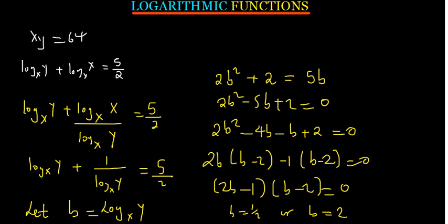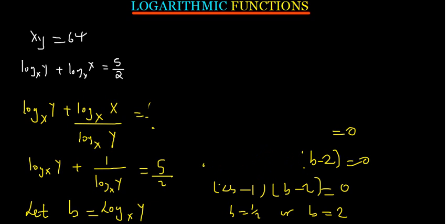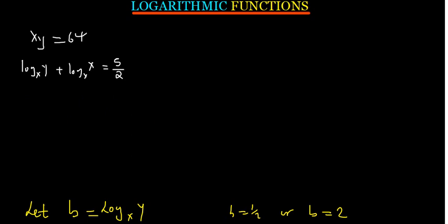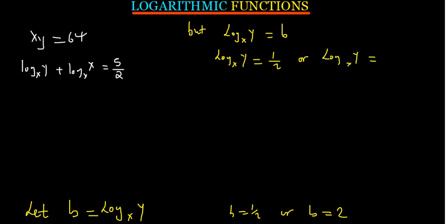I'll remove this. I'll also remove this. Now I'll go back and say, remember our interest is not in b, okay? But we know that log in base x of y is equal to b. That's the one of our interest. So I'm going to say log in base x of y is equal to 1 over 2, or log in base x of y is equal to 2.